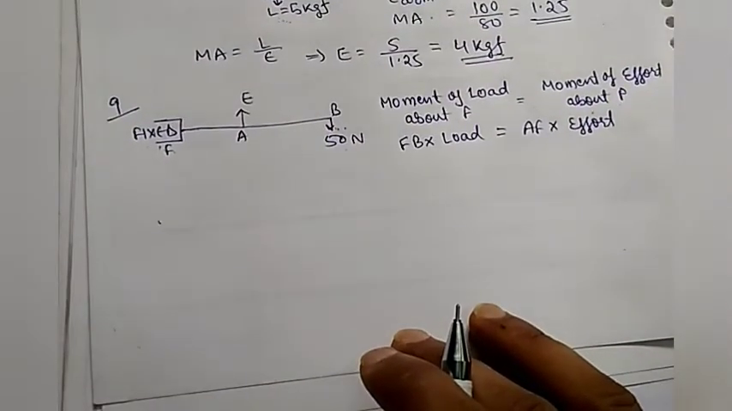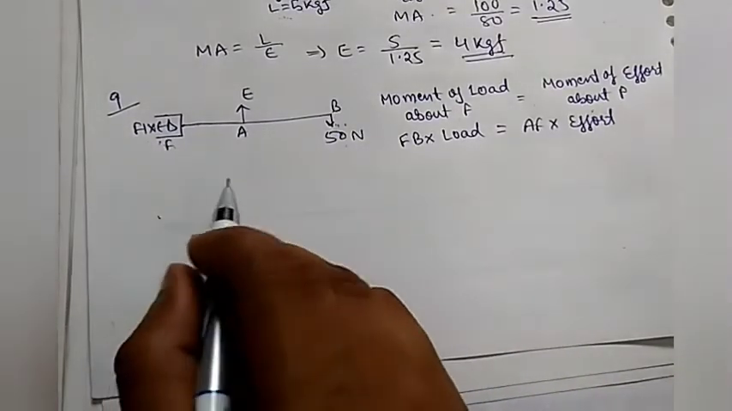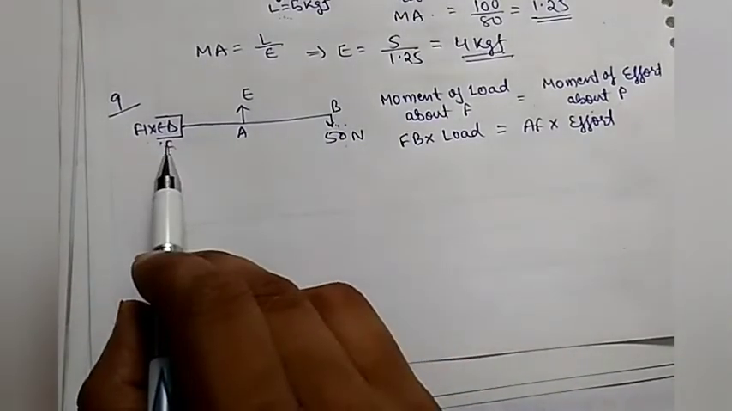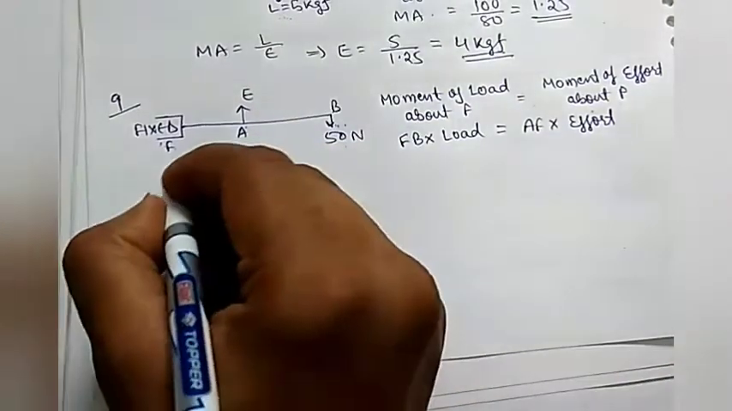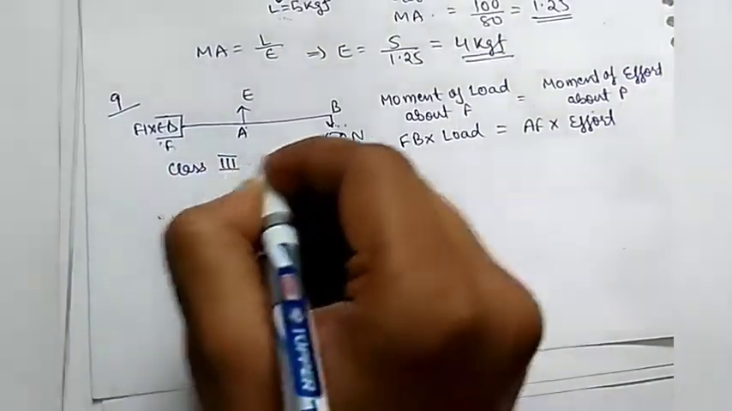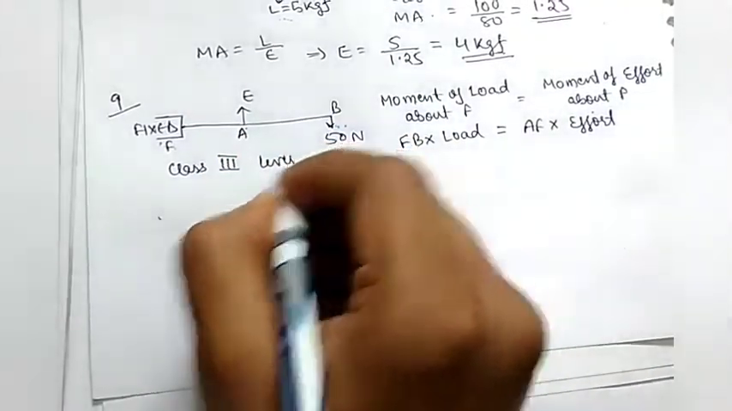Give an example of this class of lever. Fulcrum is at the corner, effort is in between. So this is a case of class 3 lever, effort is in between. Example you can give sugar tongs.